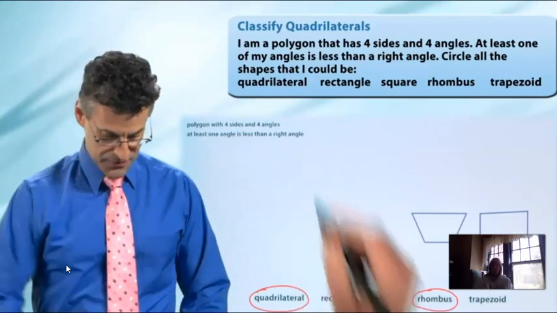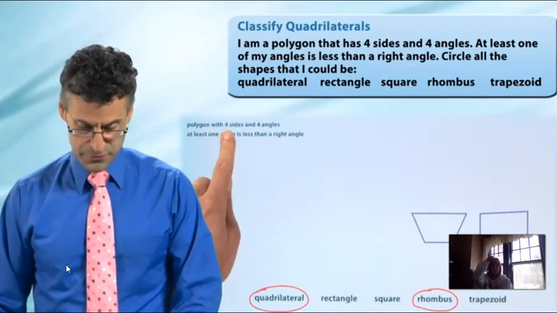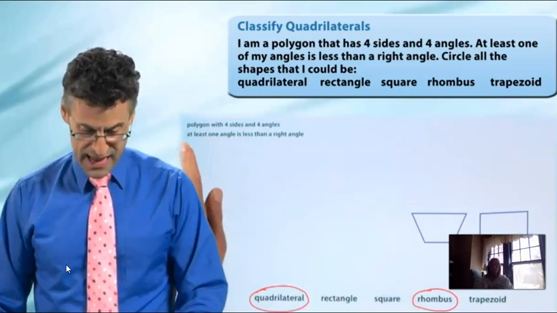So if we look at this, is it possible that we could have a trapezoid that actually satisfies all these conditions? Well, let's think about it for a second.